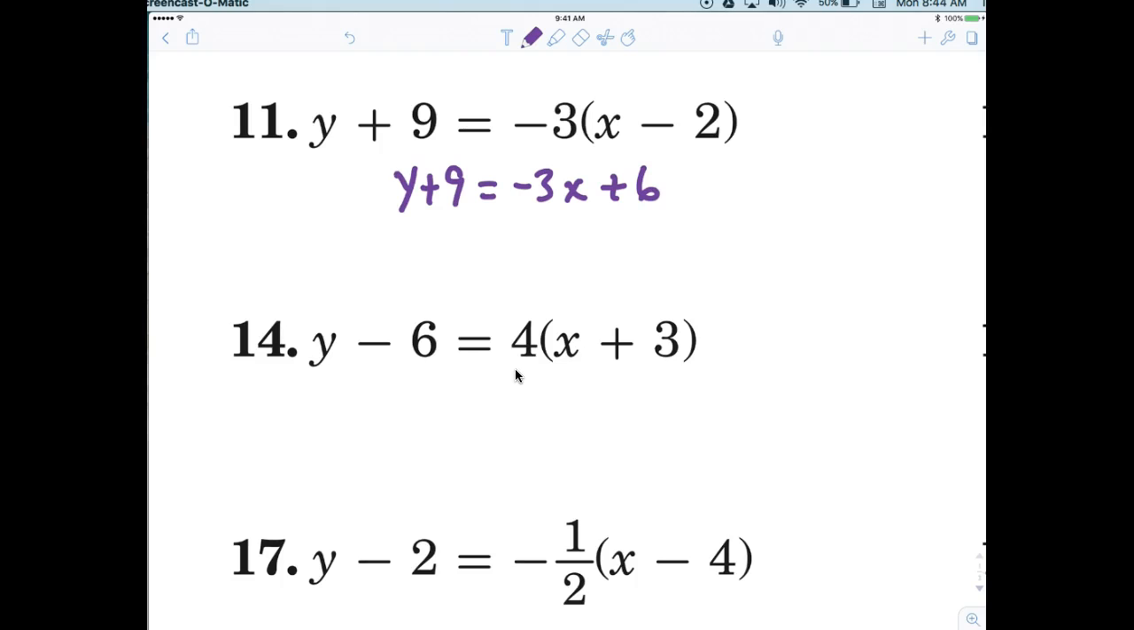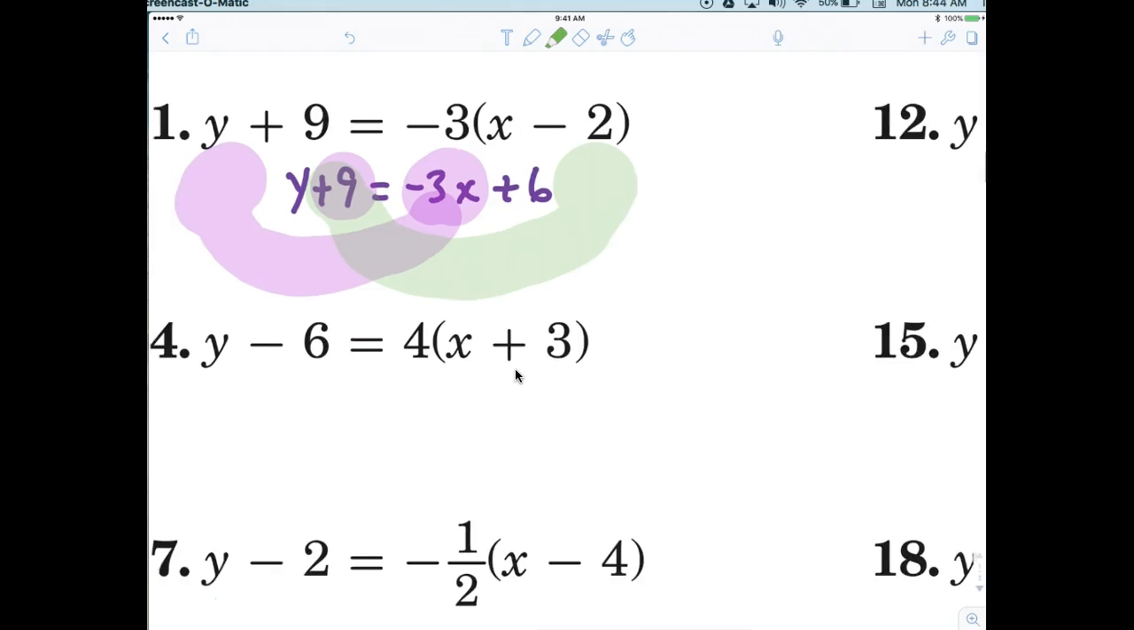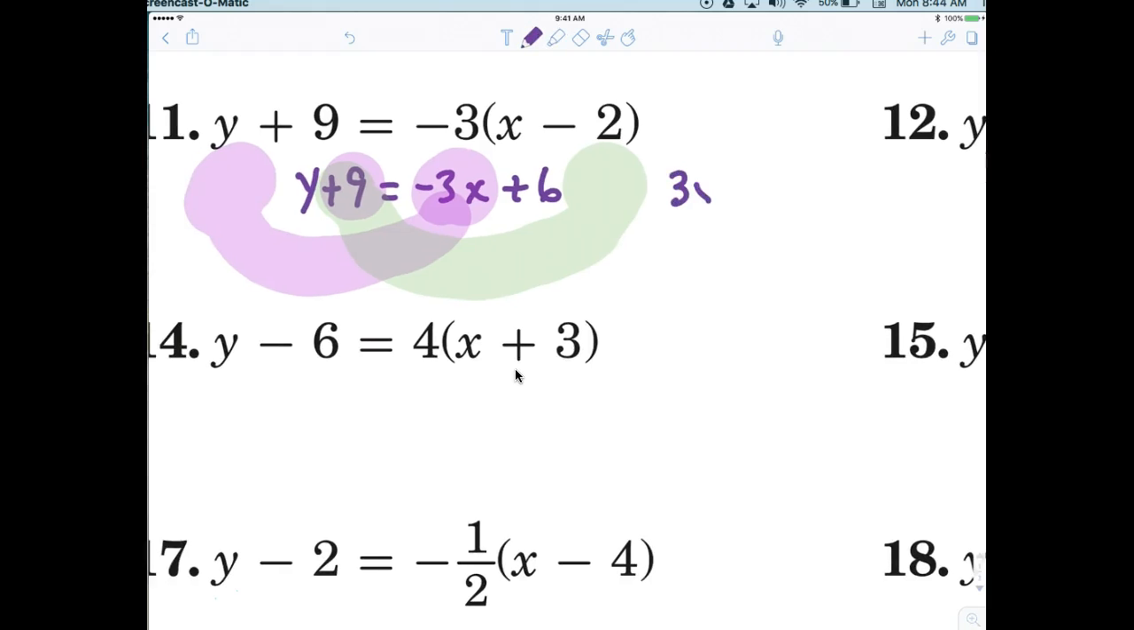Now, I need to move the -3x because it's negative, right? So I'm going to move the -3x over here, and I'm going to move the 9 to the right over here. Now, when I move the -3x to the other side, it becomes what? So my answer, you should be able to easily see, 3x plus y equals -3. 6 minus 9 is -3. Everybody with me on this?